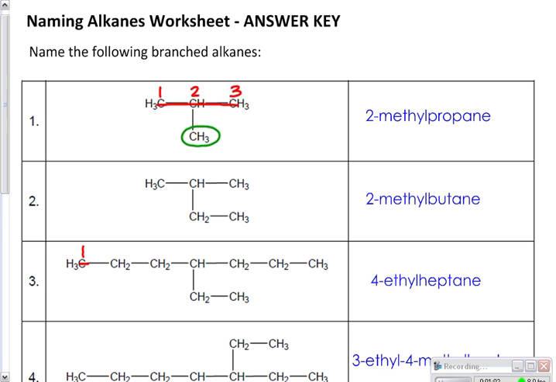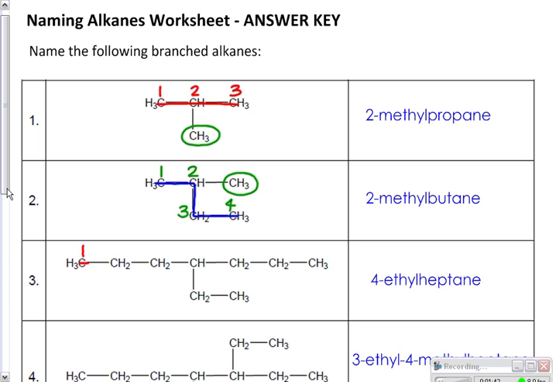Now, on problem number 2, when you try to find the longest continuous carbon chain, you have to be very careful. You have to make sure that you pick the right number of carbons. Don't be fooled that there are 3. There are actually 4. And it doesn't matter which 4 you pick as long as you can do it continuously. Anything that hangs off of that parent chain is considered a substituent. And you want to number your carbons so that the substituent has the lowest possible number. So this one ends up being 2-methylbutane. Butane because it's a 4-carbon parent chain.